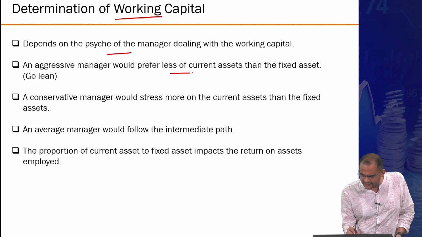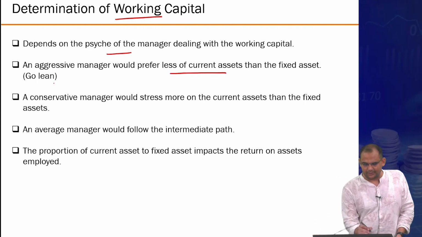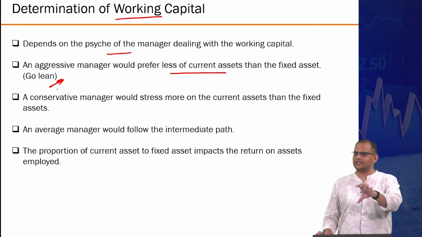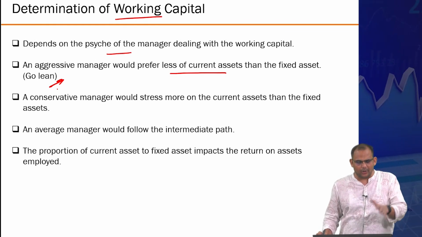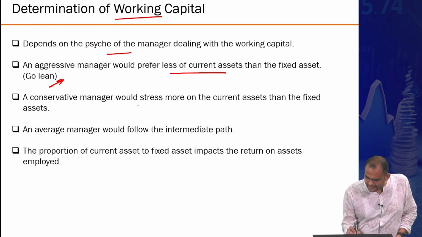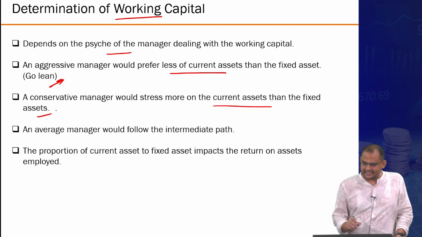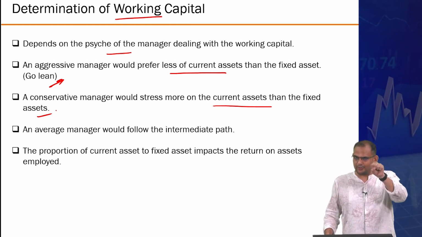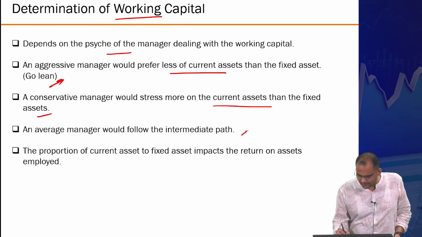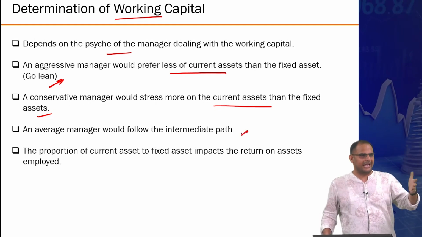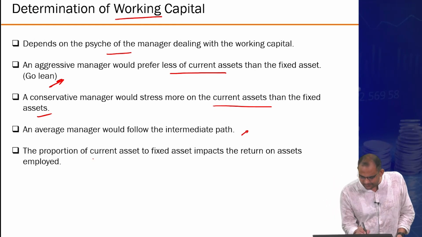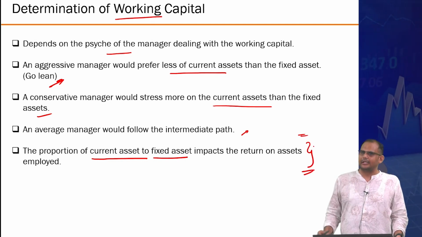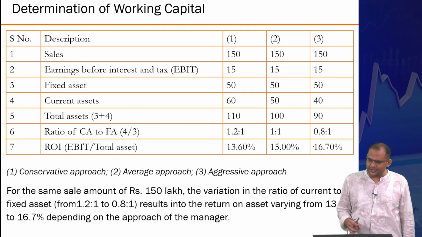That also affects. So for example, it depends upon the psyche of the manager dealing with the working capital. An aggressive manager would prefer less of current assets than the fixed assets. So their strategy could be to go lean. Lean essentially is making your business processes much more smooth so that your overall working capital requirement goes down. A conservative manager would stress more on the current assets than the fixed assets. In that case, they would have higher working capital requirements because they want to have more liquid assets. And there could be, of course, a combination or some sort of average managers. And in general, the proportion of the current assets to the fixed assets also impacts how much your return on investment is, right? Let me show you an example.